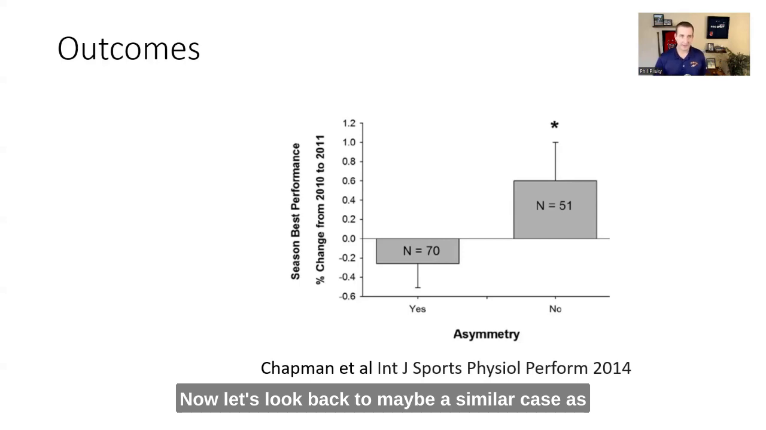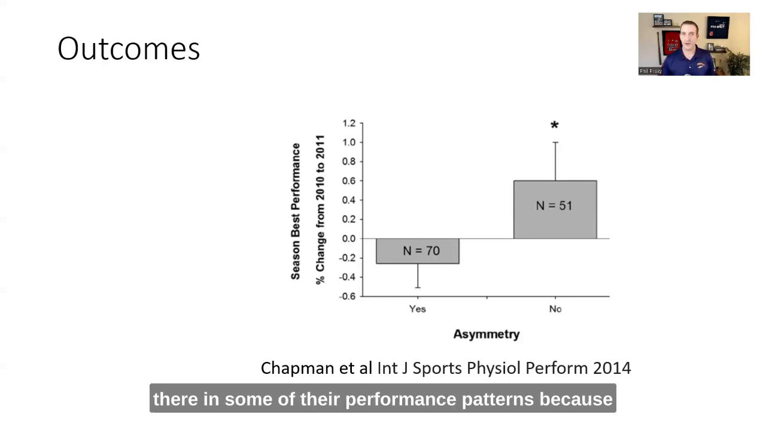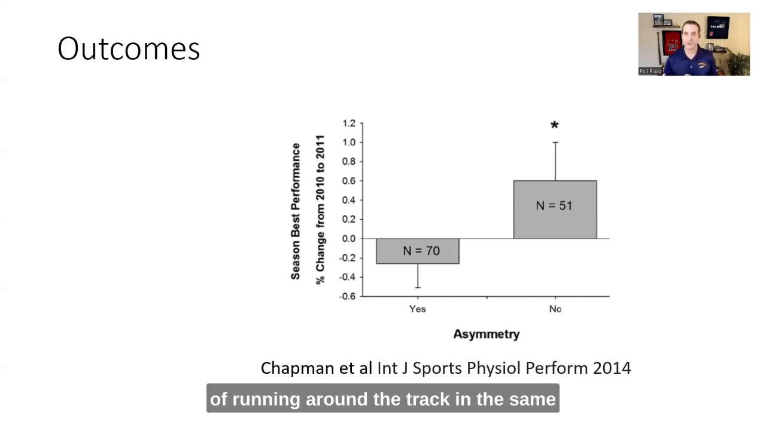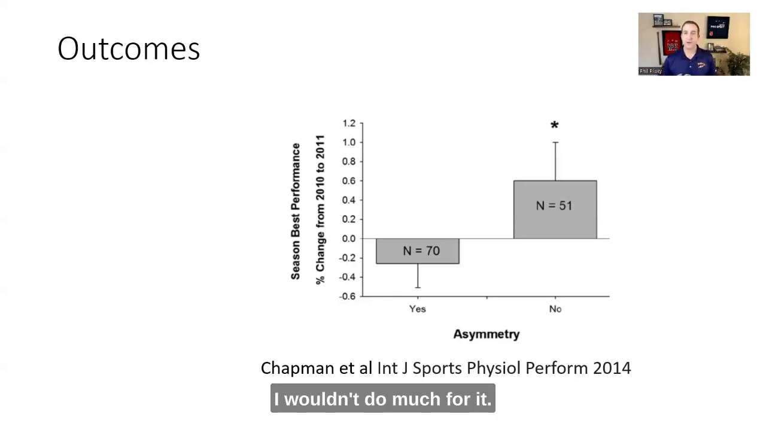Now, let's look back to maybe a similar case as a pitcher with a 3-2 shoulder asymmetry. In track, when you're running around that oval, you've got the curves and you're consistently running one direction. Well, there can be some asymmetry that develops in some of their performance patterns because of running around the track in the same direction over and over again. So in that case, if I saw a 3-2 asymmetry in a well-performing athlete, I probably would keep it. I wouldn't do much for it.